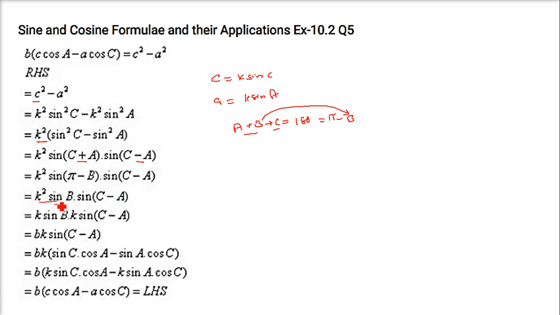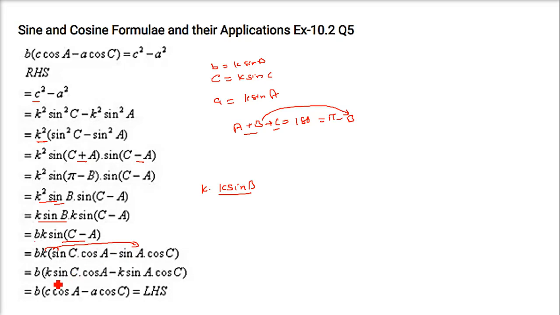Now this k square sin B, we are writing k into k sin B. But k sin B by sine rule is what? If I write b, it will be k sin B. So in this place we can write b, k remains here, sin C minus A. Now sin C minus A, let us use the formula. Sin C cos A minus cos C sin A. Now multiply k inside, k inside here also.